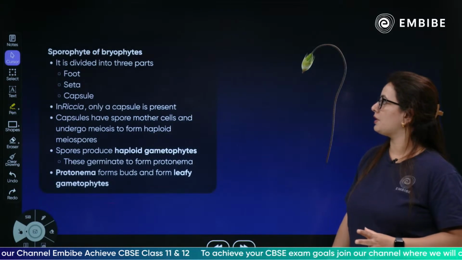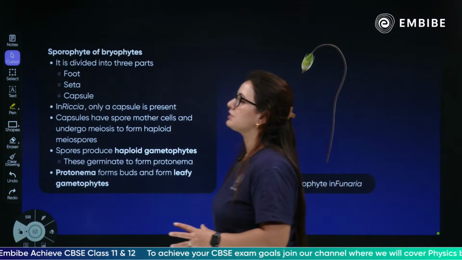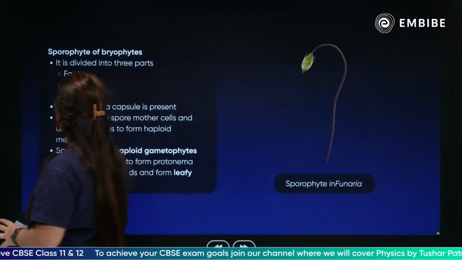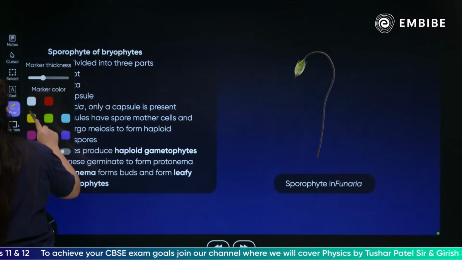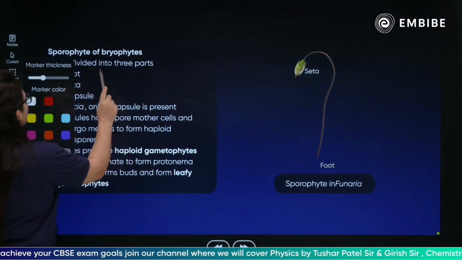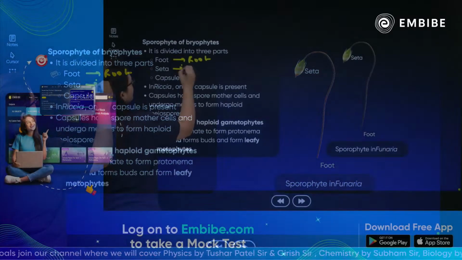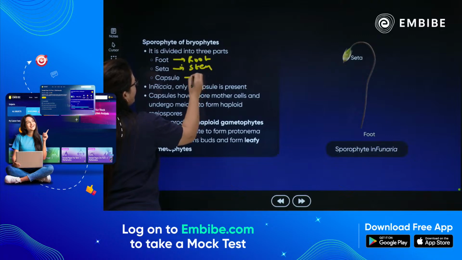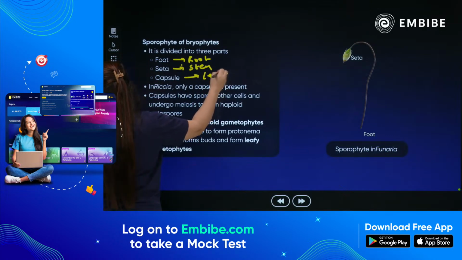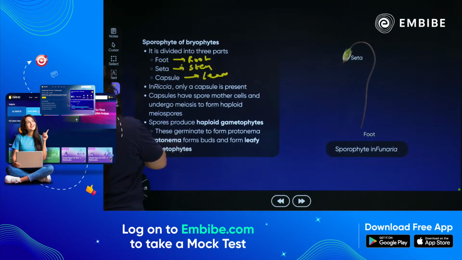Moving forward, talking about the sporophyte, which is divided into foot, seta and capsule. This is what I talked about, children. The foot represents the root. The seta represents the stem. The capsule represents the leaves. This is what they basically look like.